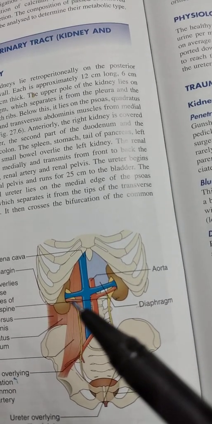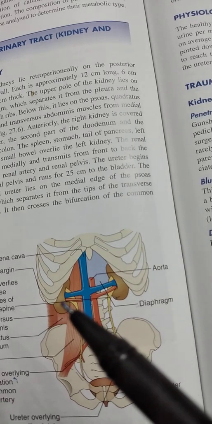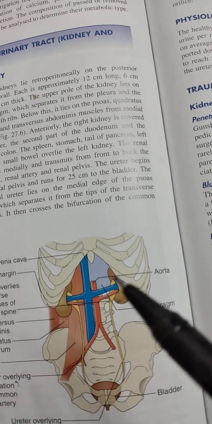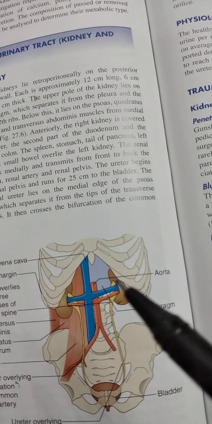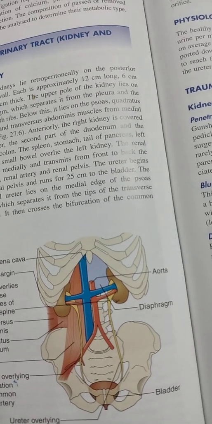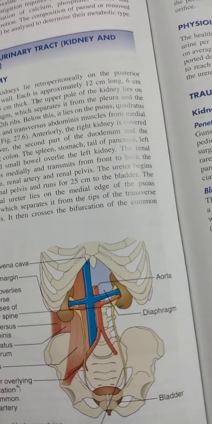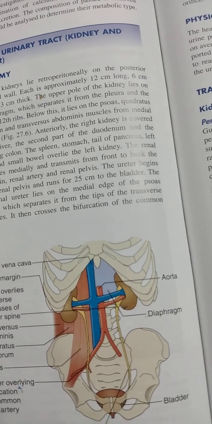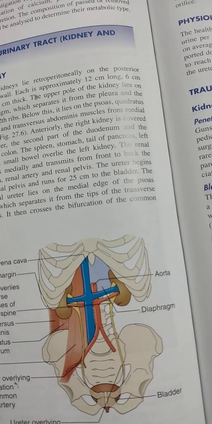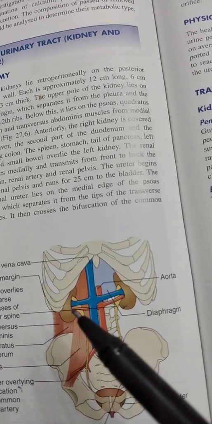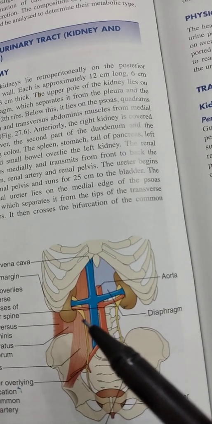So, the function of the kidney is not only the excretory function, but it has got an endocrine function also. Renin is secreted here. It also secretes erythropoietin, which is needed for hematopoiesis, for the production of RBC in the bone marrow. Now, as you see here in this diagram, the kidney is lying on the posterior abdominal wall.